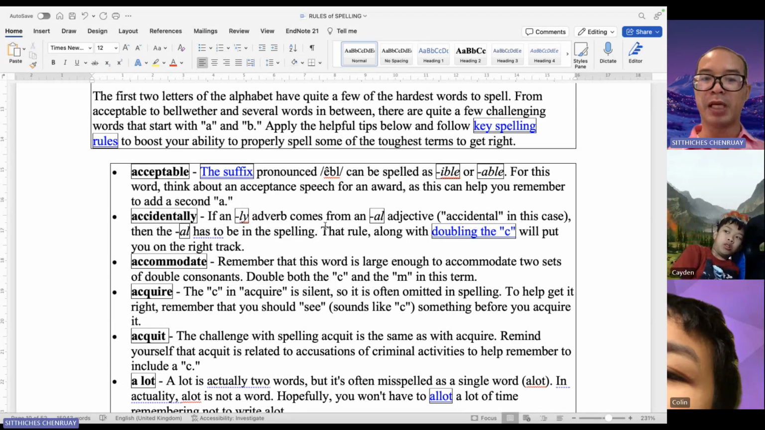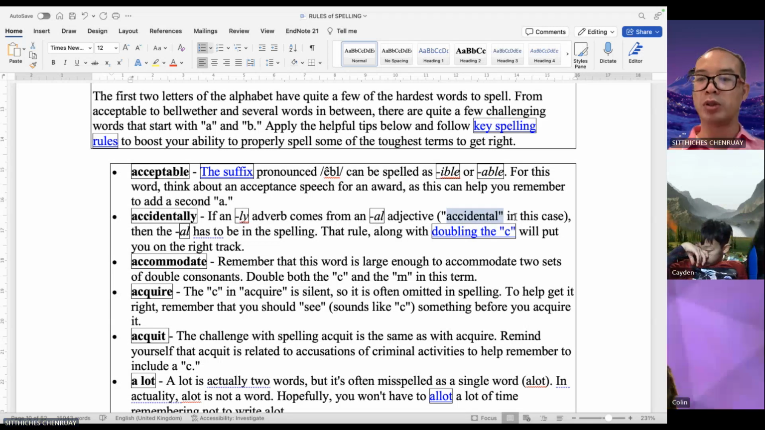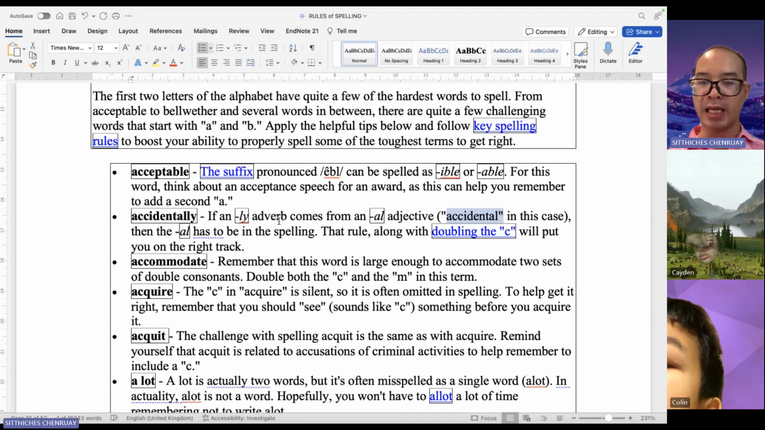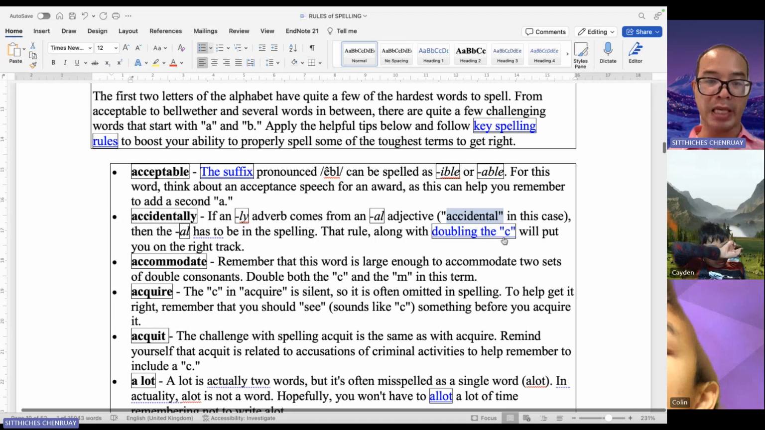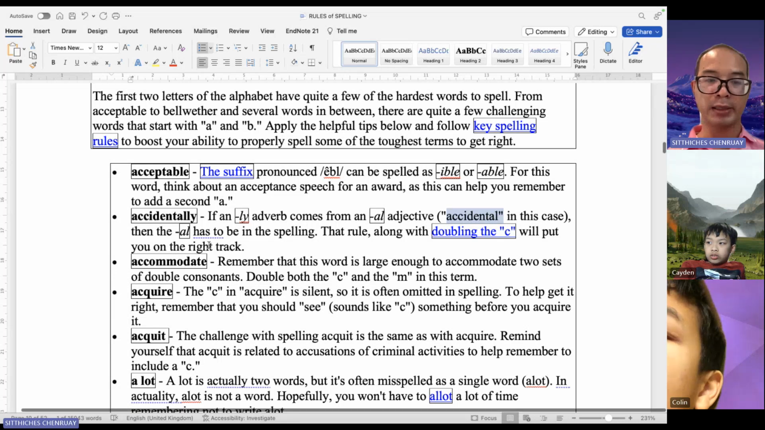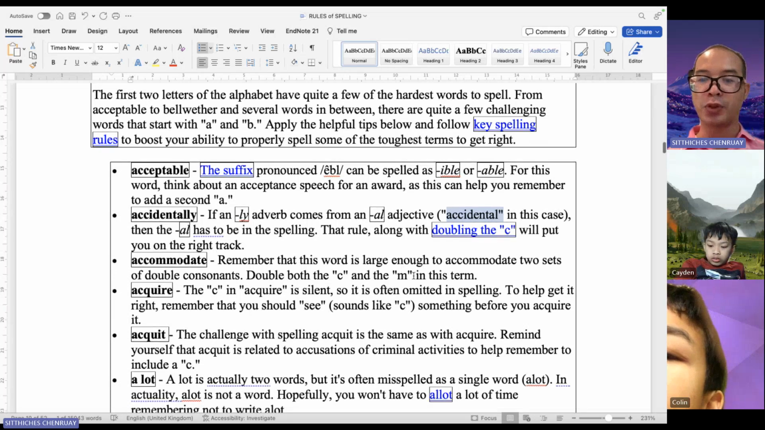If an -ly adverb comes from an adjective ending in -al, accidental in this case, then the -al has to be in the spelling. Okay, accidentally. That rule, along with doubling the C, will put you on the right track. Okay, accommodate. Remember that this word is large enough to accommodate two sets of double consonants.